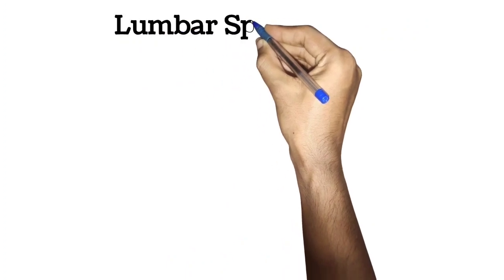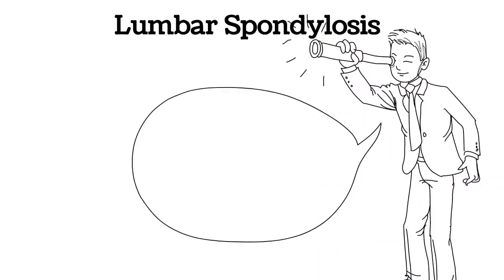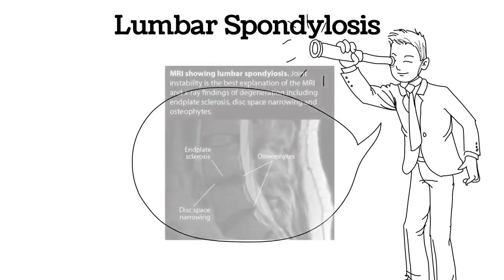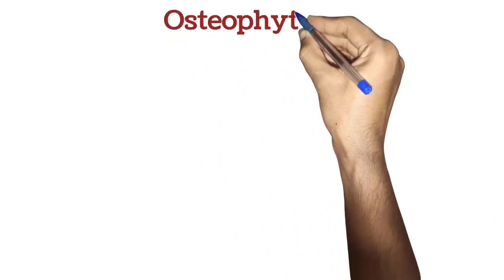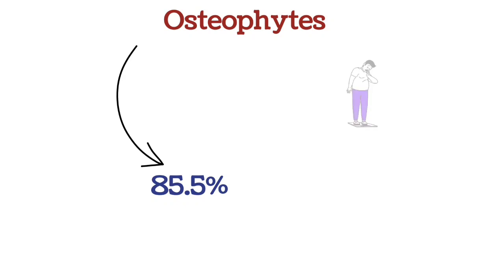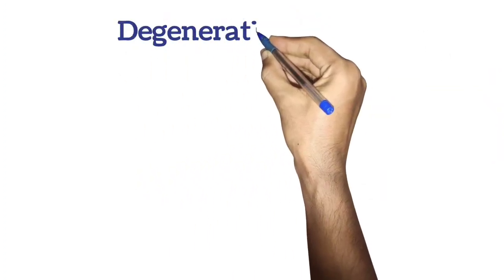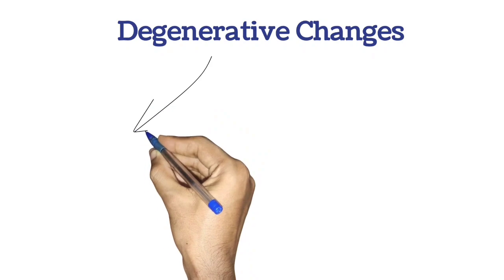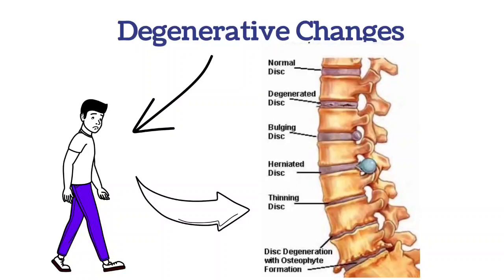Lumbar spondylosis, a complex diagnosis that primarily affects the lower back due to mechanical stress. It is easily identified through radiographic imaging, but its prevalence in all patient populations makes it challenging to diagnose symptomatic cases accurately. Osteophytes, bony outgrowths seen in 85.5% of individuals aged 45–64 years within the lumbar spine, contribute to lumbar spondylosis. Degenerative changes can occur in young individuals without any history of trauma and are associated with lumbar spondylosis.